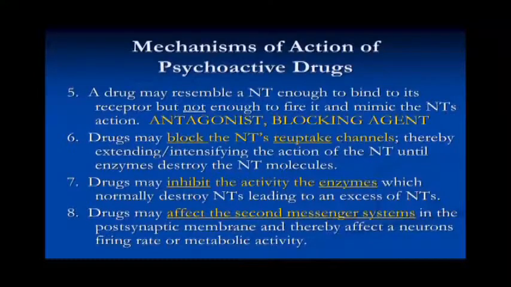Okay, let's go on. A drug can resemble a neurotransmitter enough to bind to its receptor, but not enough to fire it. In other words, it blocks it, and it mimics the neurotransmitter's action. In other words, it becomes an antagonist. So remember again to differentiate in your mind an agonist from an antagonist. We saw a picture of number 6. A drug can block a neurotransmitter's uptake pump or uptake channels, thereby extending or intensifying the action of a neurotransmitter until enzymes destroy the neurotransmitter.